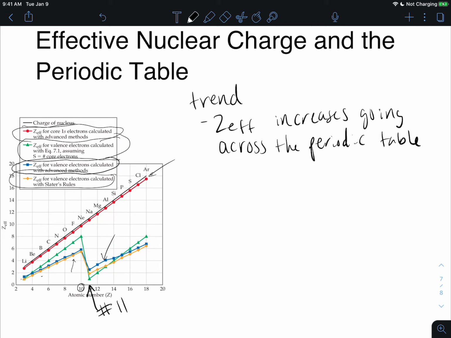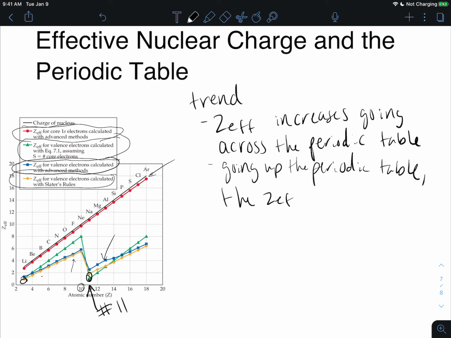And then looking here to here, there is not a significant difference going down. It's a little bit, but not much. However, if we were going to say there's a trend, because there is a slight trend, as we go up the periodic table, we increase in our effective nuclear charge. But it's very slight.